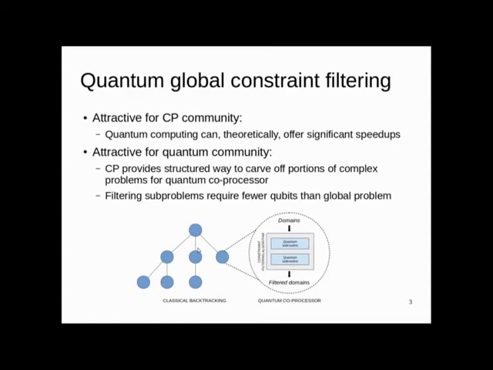If we look at this figure at the bottom here, what we envision is having a classically managed backtracking tree search. So we have a classical processor managing the backtracking tree search, and then at each node we can accelerate global constraint filtering with a quantum coprocessor that solves a variety of quantum subroutines that allow us to do that quantum global constraint filtering faster.